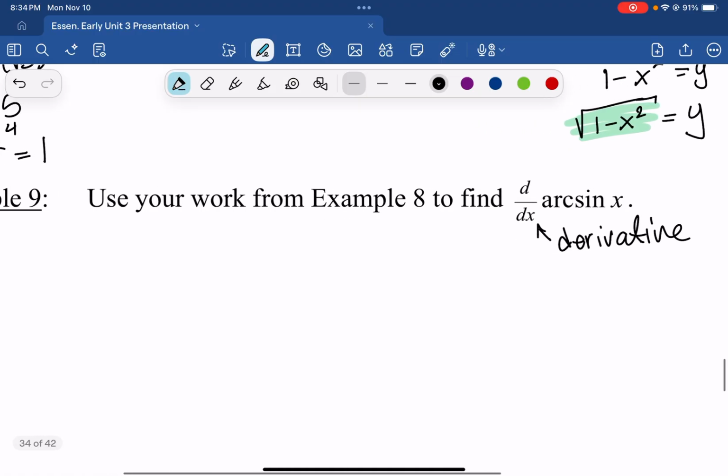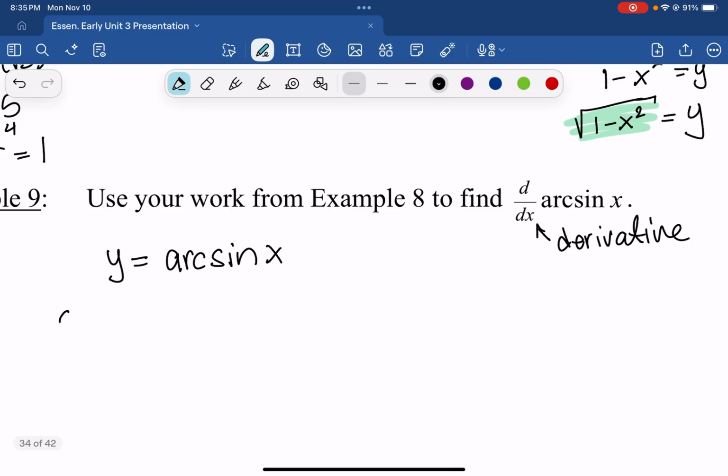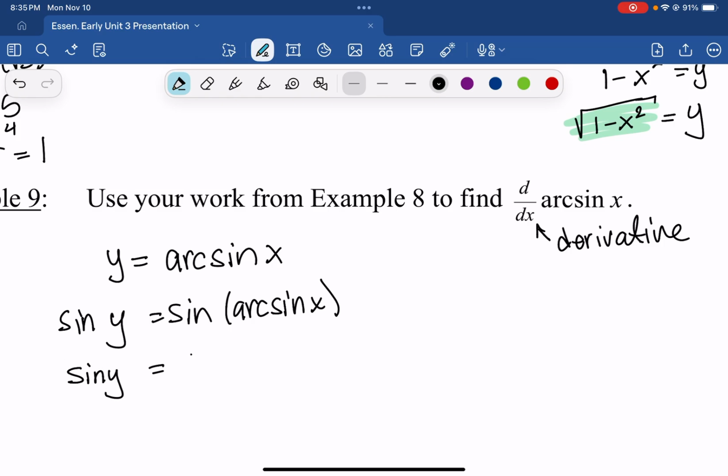So I'm going to write it like this. y is equal to arcsine of x, right? I want to get x all by itself. So I'm going to apply sine to both sides of this. So sine of y equals sine of arcsine of x. So sine of y is equal to x.